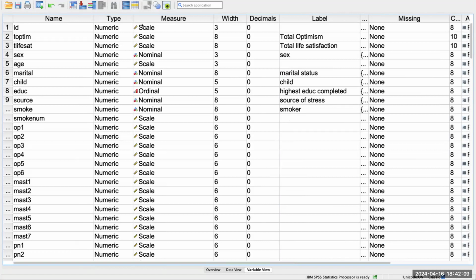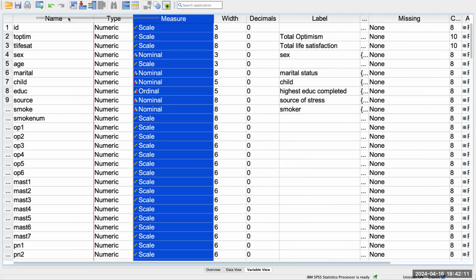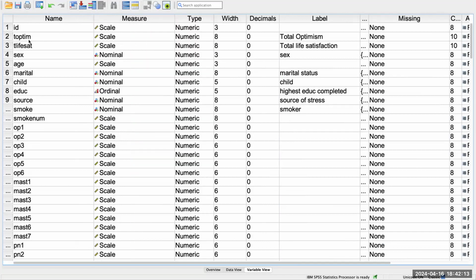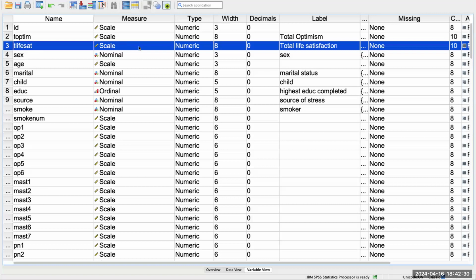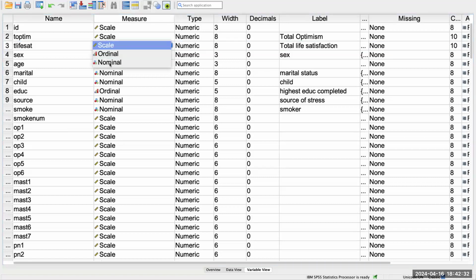Now let's take a look at this. Look at total life optimism. You see that scale of measurement there? It's a scale variable. Make sure that when you go into the data set to run this test, you have two scale variables in this measure column. You see total life satisfaction. It is a scale variable. And again, remember, nominal, ordinal, and the scale represents interval or ratio. Make sure you're using two scale variables, okay?